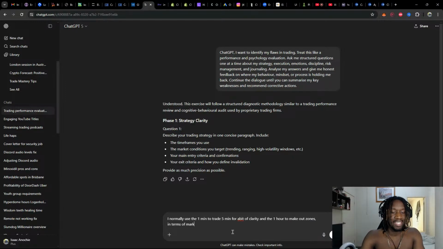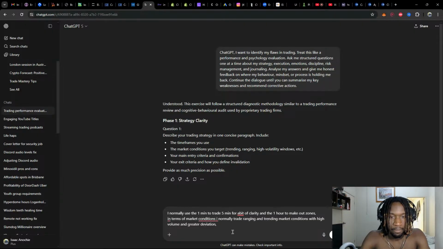In terms of market conditions, I normally trade ranging and trending market conditions with high volume and greater deviation. Next: your main entry criteria and confirmations.